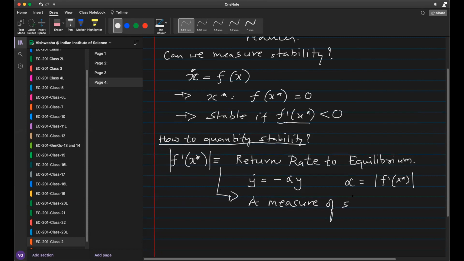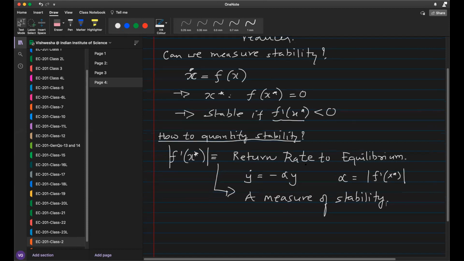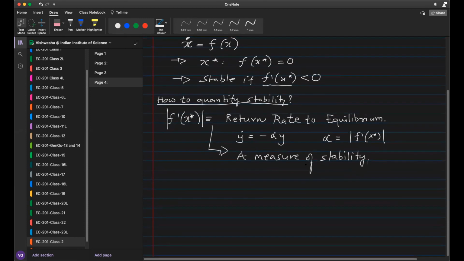And in fact, it is quite frequently used in physics and engineering fields as well. Okay, the value of f, the derivative at the equilibrium modulus, because it gives us the return rate to the equilibrium, can be taken as a measure of stability.